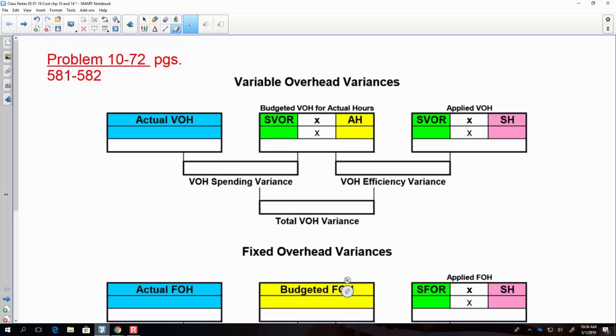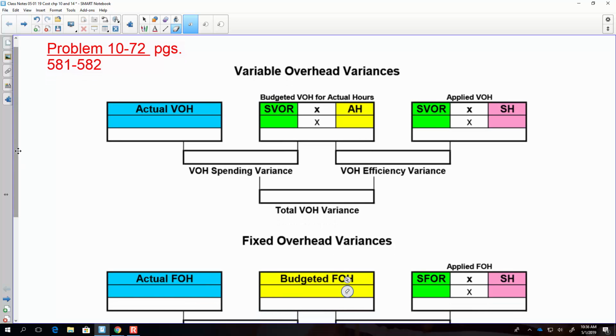So if you can, pull out another variable and fixed overhead variance template. Here again, I'm going to stop my recording. I'd like you to get started on the template. I really would like to see you finish or do most of this template. And then we'll work from there as we go through our discussion. So go ahead and start the problem. We'll come back shortly.